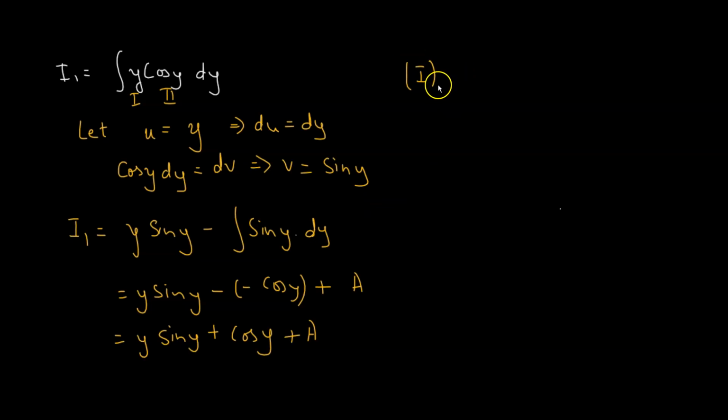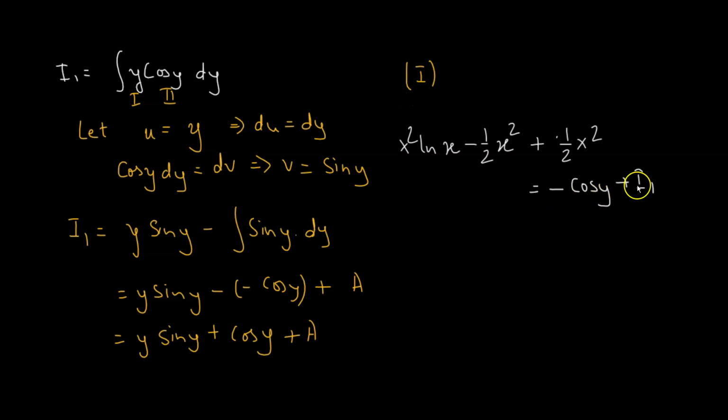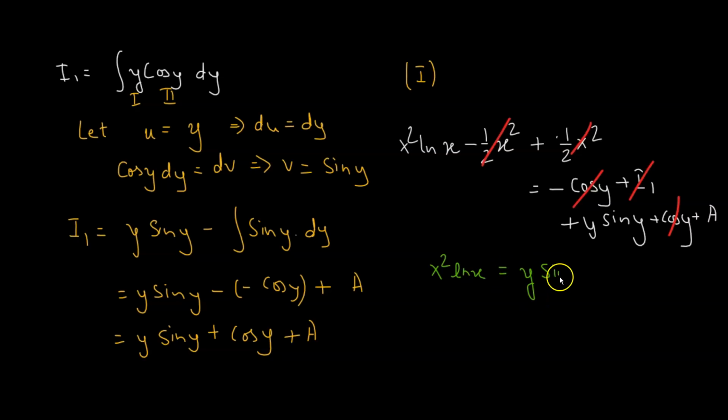So in our equation number 1, we have negative cosine y plus I1. Instead of I1, let's substitute plus y sine y plus cosine of y plus the constant of integration a. Now immediately we see that some of the terms get cancelled out. The negative cosine y and positive cosine y cancel, which leaves us with the final solution x squared log x equals y sine y plus the constant of integration c.